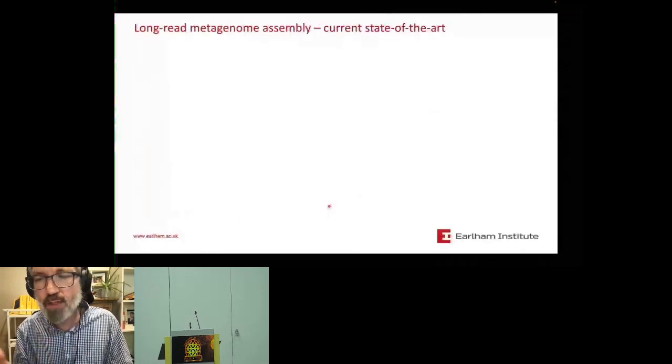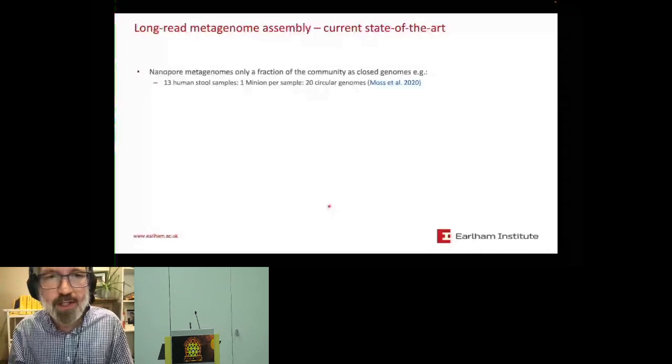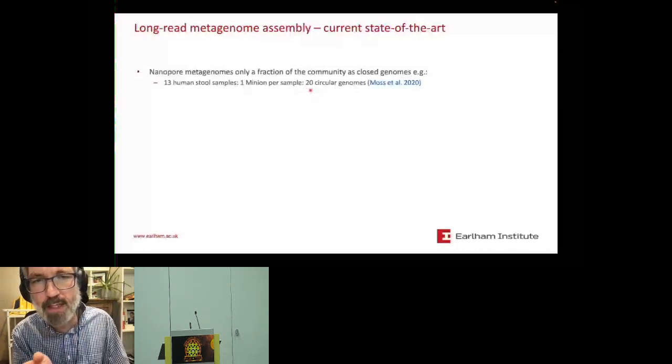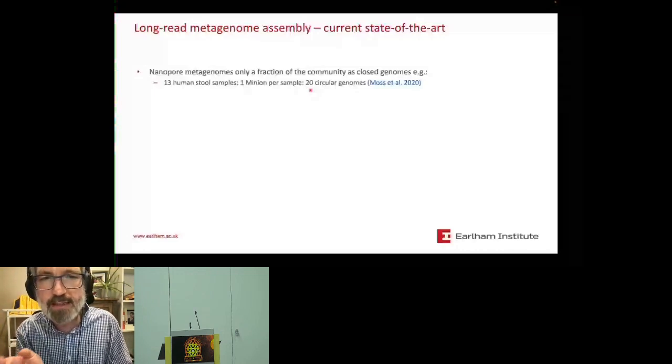Okay, so this motivates the use of long reads. They've got major advantages, as I will talk about. Now, in terms of the state of the art, we've had ONT reads for a little while, but from those older ONT reads you're not getting great results in terms of a comprehensive representation of the community. So from this Moss et al. paper, they had 13 human stool samples. They did 1 MinION per sample. That's about 10 gigs of data per MinION. And they only got 20 circular genomes.